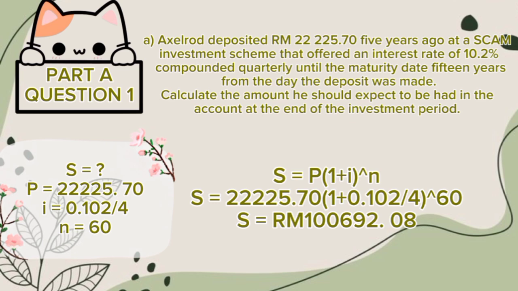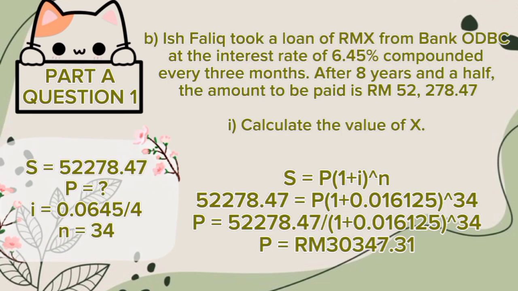So we use the formula given and put the amount into the formula, which is S equal to 22225.70 bracket 1 plus 0.102 divided by 4 close bracket to the power of 16. So the final answer is RM100,692.08.